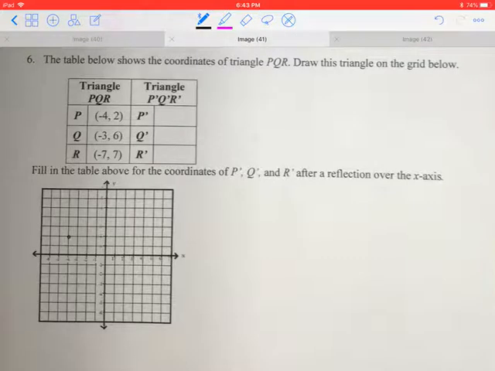Alright, so left 4 up 2, that was P. Left 3 up 6, that was Q, and remember R was up here in this corner. Alright, I'm going to draw that triangle in again.